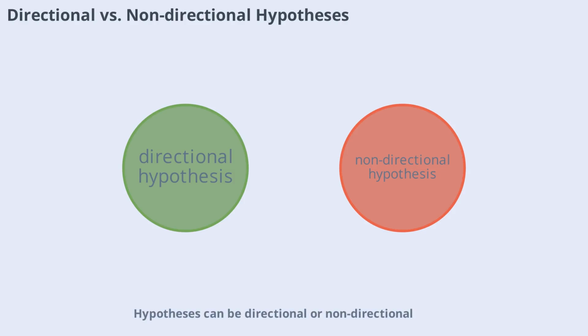Hypotheses can be directional or non-directional. A directional hypothesis predicts the specific direction of the relationship between variables, such as drug A will lower blood pressure more than drug B. A non-directional hypothesis simply states that there will be a difference without specifying the direction. Choosing the right type depends on your research goals and existing evidence.